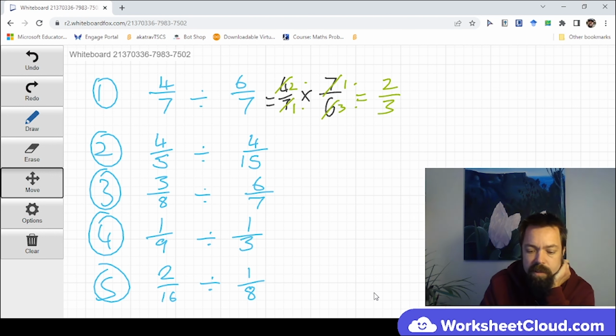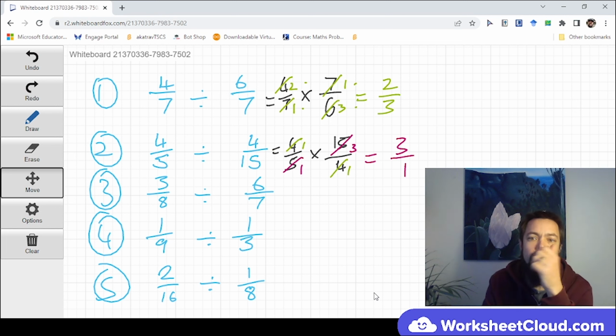I'm moving quite quick because this is a revision. You should be familiar with these. 4 over 5. Change the sign to multiplication. 15 over 4. Now I do my cancelling. 4 goes into there once and there once. 5 goes into there once and there 3 times. 1 times 3 is 3. 1 times 1 is 1. 3 divided by 1 is 3, but you could just write it as 3 if you want.